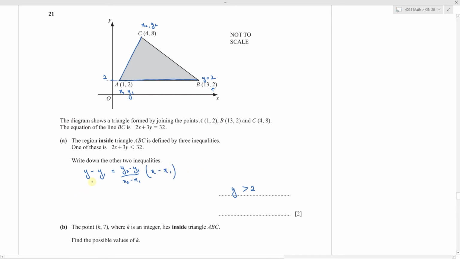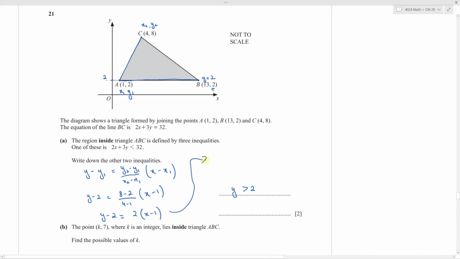So now let's substitute the values. y1 is 2. So y minus 2 equals y2 minus y1, which is 8 minus 2, divided by x2 minus x1, which is 4 minus 1, and then multiplied by x minus x1, which is 1. So this will be 6 over 3. So 6 divided by 3 will be 2. So this will be y minus 2 equals 2 into x minus 1.